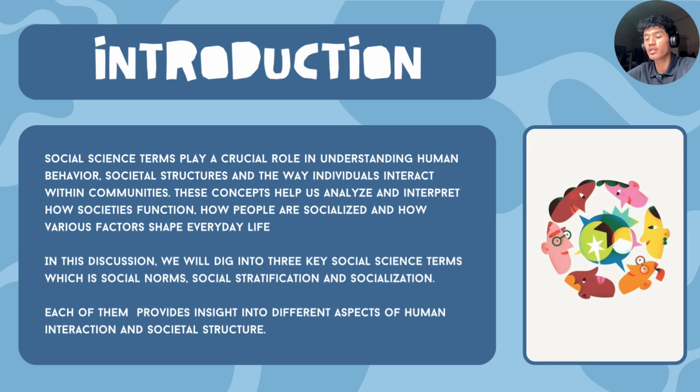First of all, introduction. Social science terms play a crucial role in understanding human behavior, social structures, and the way individuals interact within communities. These concepts help us analyze and interpret how societies function, how people are socialized, and how various factors shape everyday life. In this discussion, we will dig into three key social science terms, which is social norms, social stratification, and socialization. Each of them provides insight into different aspects of human interaction and societal structure.